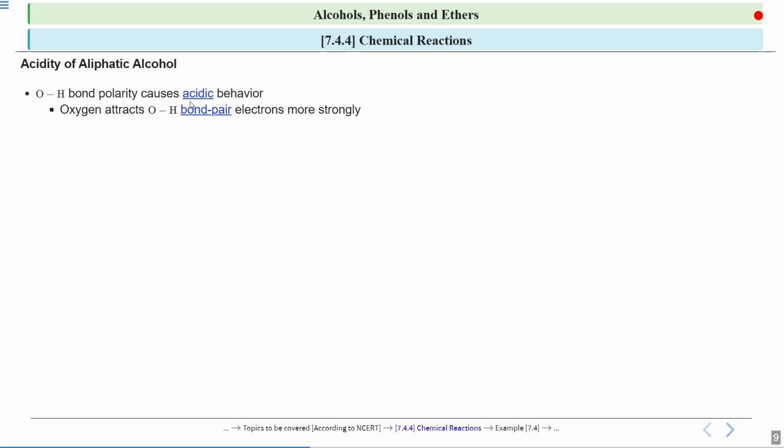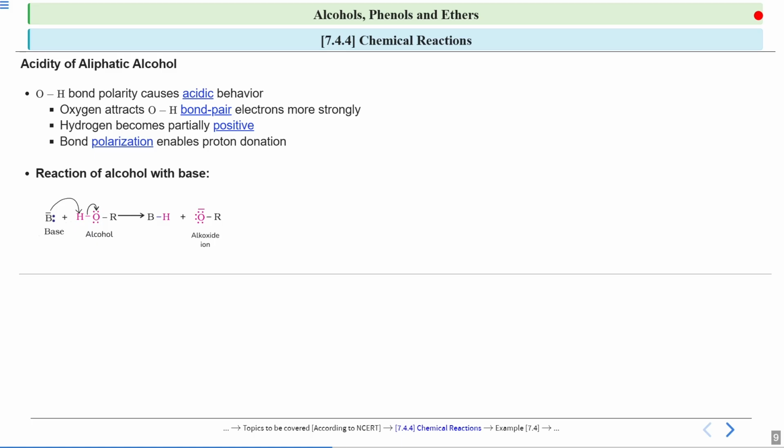Now oxygen attracts the OH bond pair electrons more strongly. Why? Because, as I told, it is more electronegative. So it will withdraw the electron density towards itself, and hydrogen becomes partially positive in this case. The bond polarization now enables the proton donation. If the polarity of this OH bond increases, this hydrogen will easily leave, or it will easily go out. So this bond polarization is enabling your proton donation.